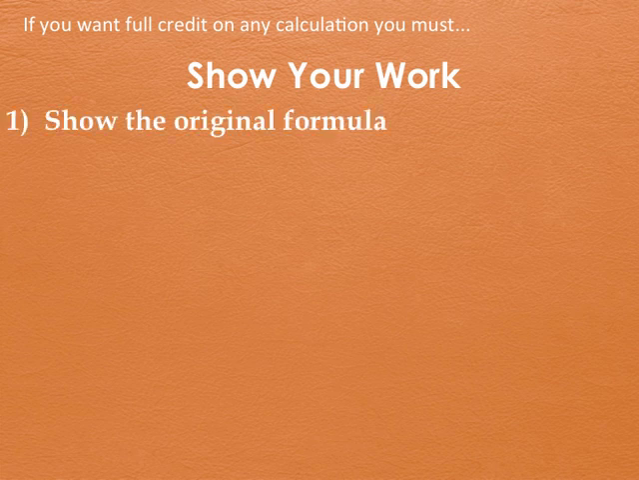The first thing you need to do is show the original formula. For example, the density formula is mass divided by volume, so you would show that. Sometimes there's a little twist to it. In this example, we're solving for D, which is density, so I need to find or measure a mass and a volume, and then I can do the calculations. However, we can use this formula and still solve for M or V. We don't have to solve for D.